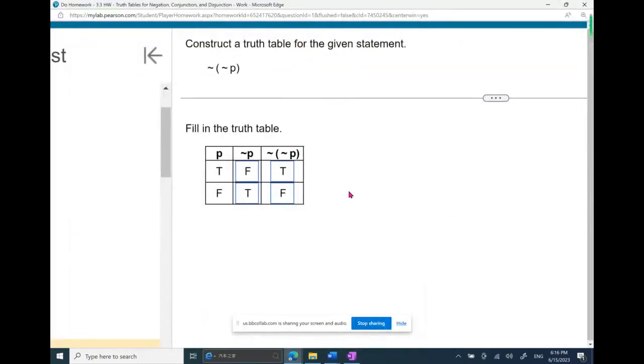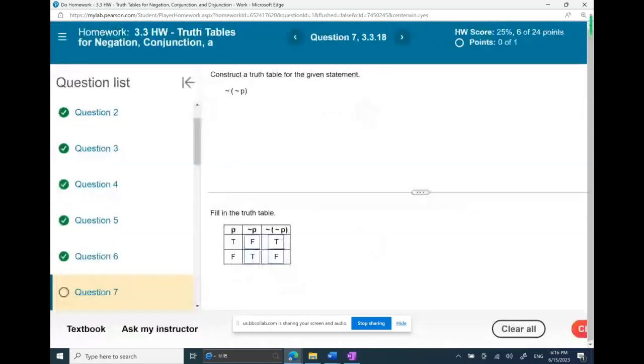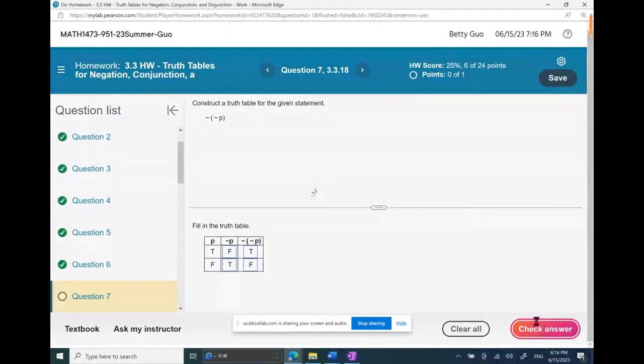All right, any question about this truth table? Since this compound statement only involves one simple statement, P, the leftmost column of the truth table would be P. And P only has two possible truth values, either T or F. So we have two cases here. Any questions? Okay, next.